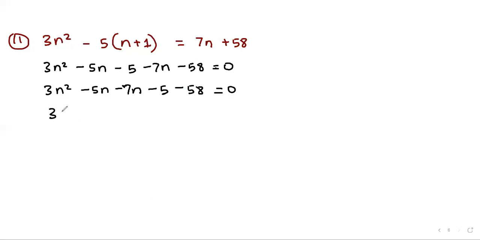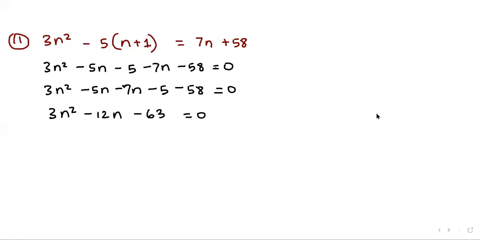So we have 3n squared, minus 5n minus 7n. What do we get? Minus 12. Yes, minus 12n, very good. Then we have minus 5 minus 58. This will give us minus 63. And now this is equal to 0.